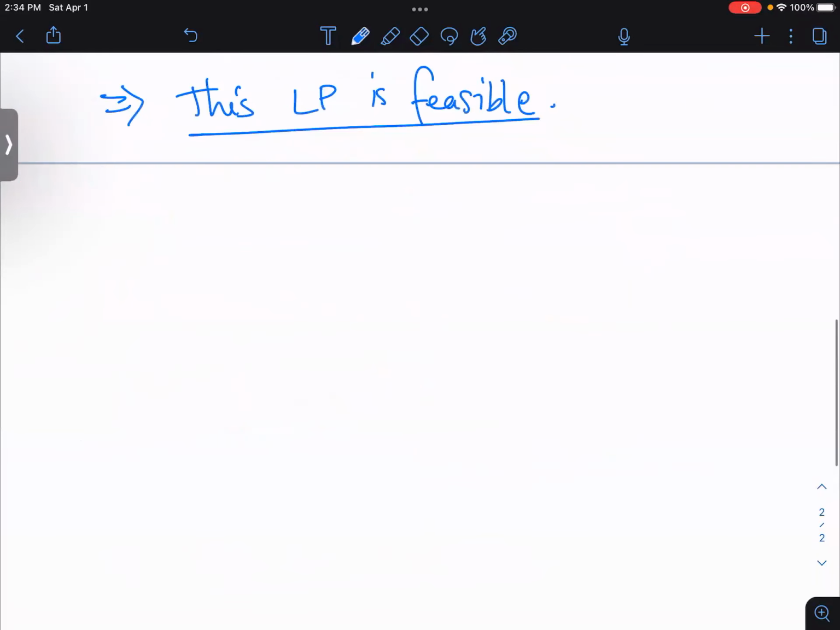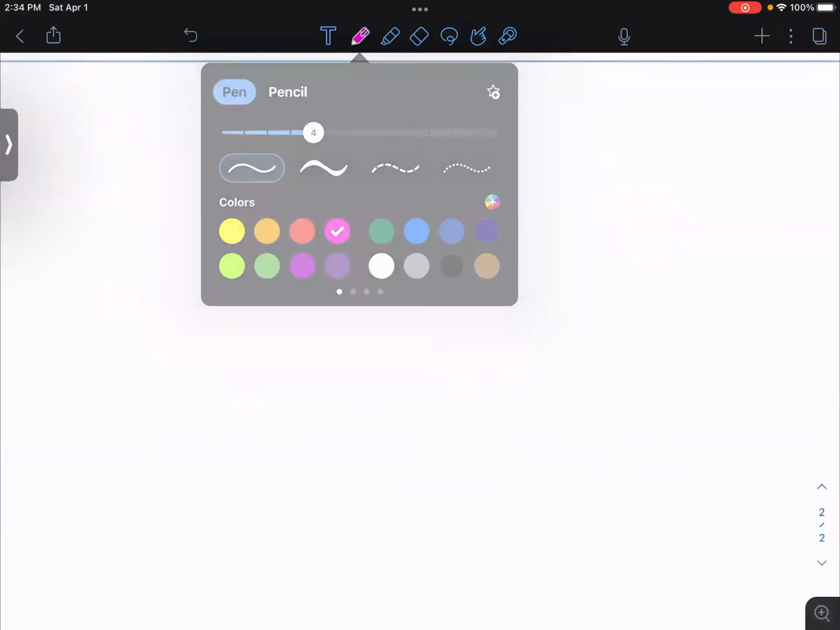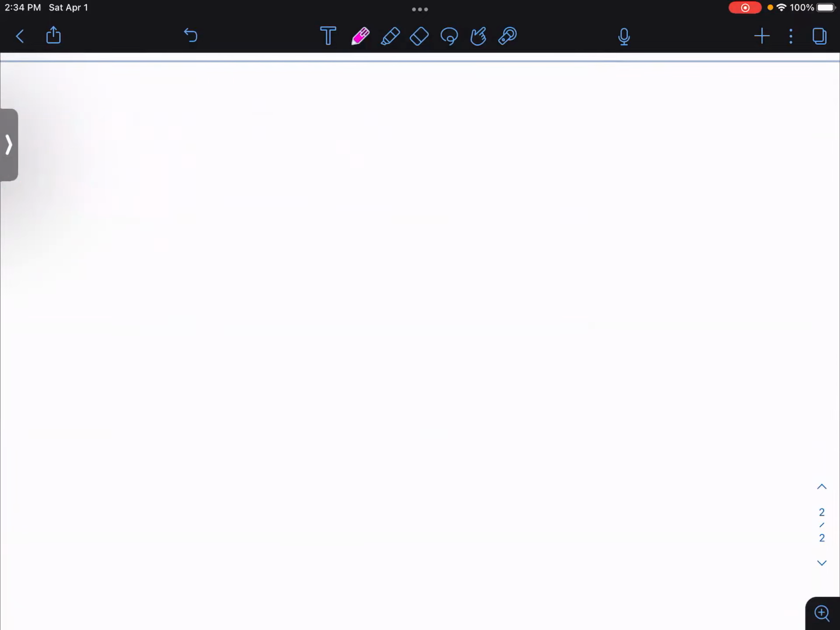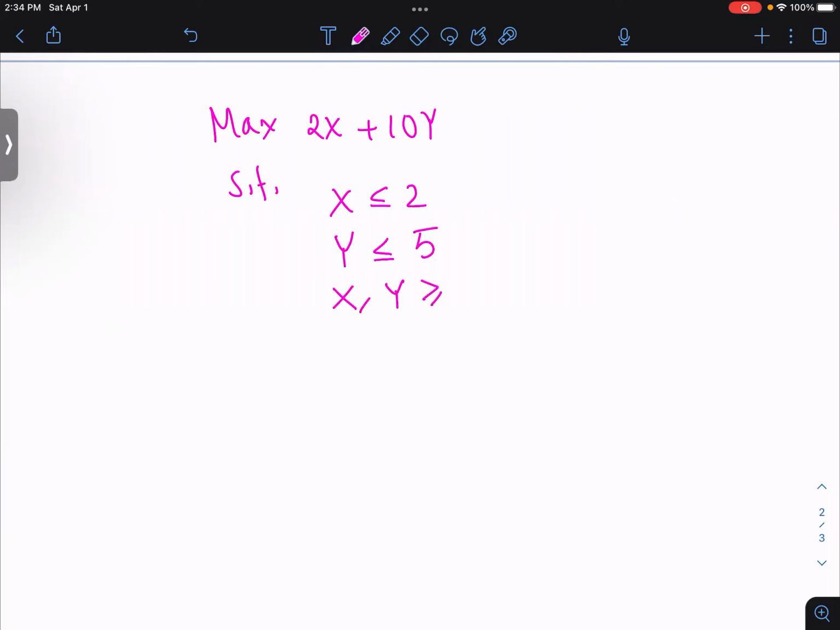Okay, so let's move on to the next example. The next example was this one: maximum 2x plus 10y such that x is less than or equal to 2, y is less than or equal to 5, x, y greater than or equal to 0.